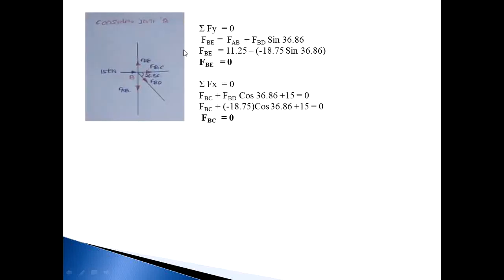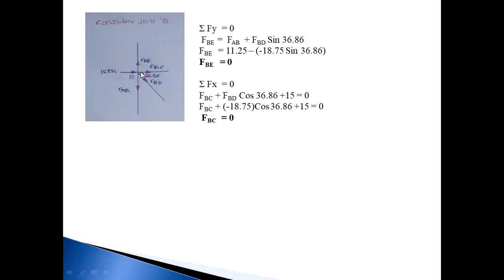Then next consider joint B. Summation Fy is equal to 0. The number of forces in the y direction is 1, 2 and the y component of this. So FBE going in upward direction, FAB in a downward direction, and the y component of FBD is in downward direction. So FBE plus FAB plus FBD sin 36.86. So FBE is equal to FAB, 11.25, minus 18.75 sin 36.86. So FBE value will be 0.